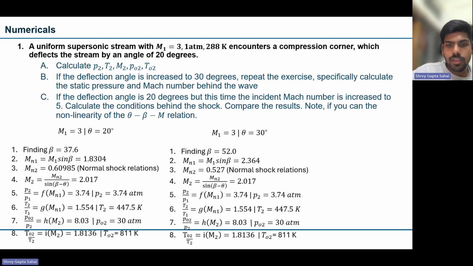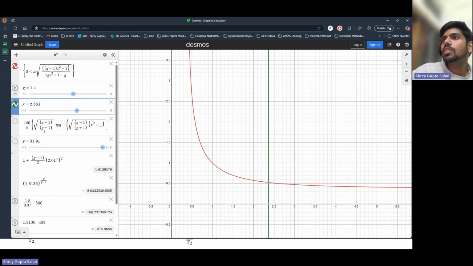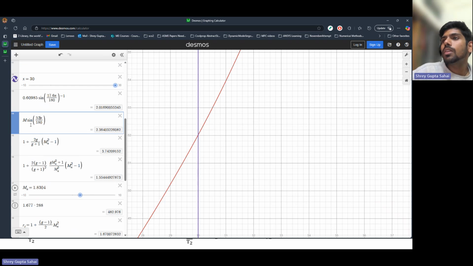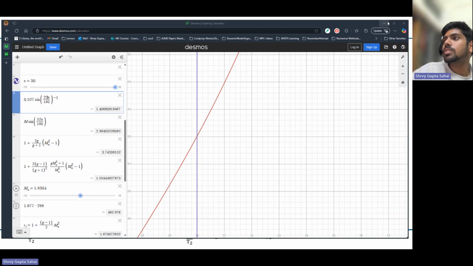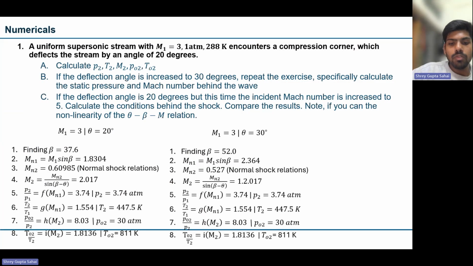Now let's go back. Mn2 is 0.527, and this one is 52 minus 30, which is 22. So you get 1.406, 1.407. M2 is 1.407.